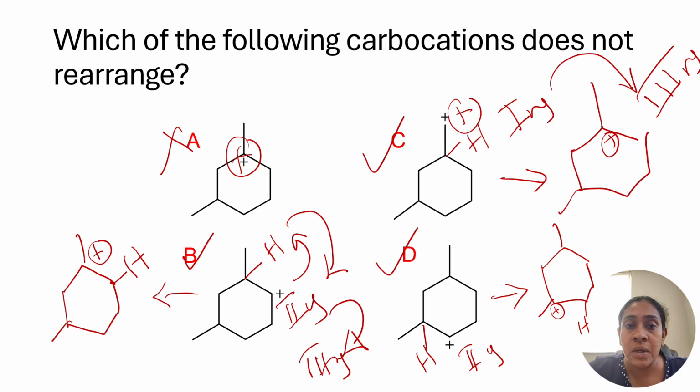So, what you need to remember in here, the overall lesson is simple. Always compare the stability of the carbocation before and after the proposed shift. Rearrangement is favored only when it leads to a more stable carbocation.